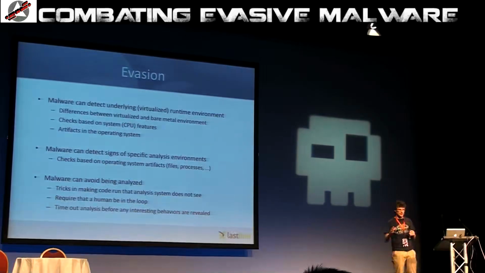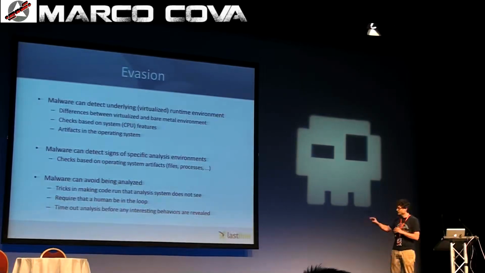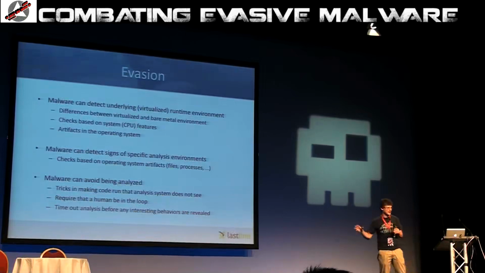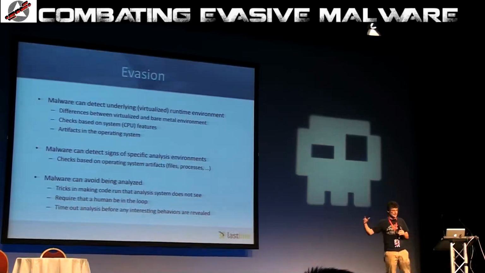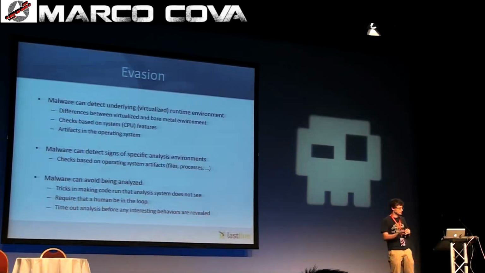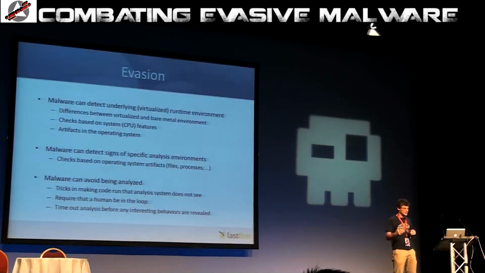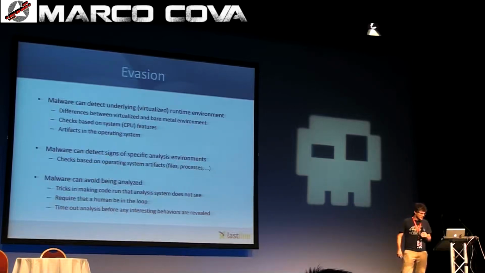A third class of evasion is that malware can try to avoid being analyzed. So what it will do is, for example, check if there is indeed a human being behind the console. So we'll see some tricks that it uses to determine if there actually is a person running the computer.